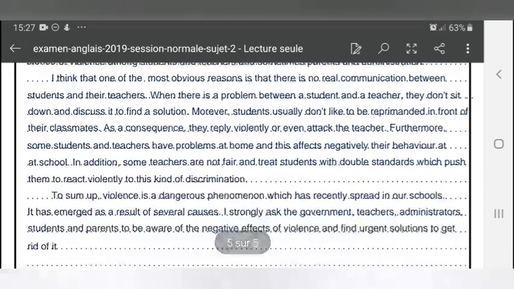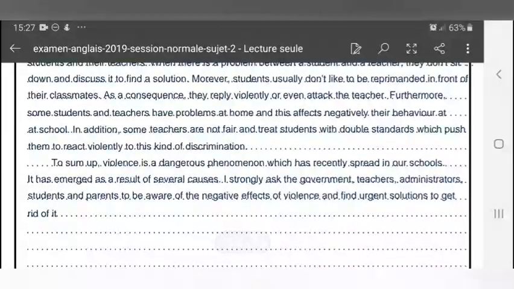Now, the third paragraph is a conclusion. We can say, to sum up, violence is a dangerous phenomenon which has recently spread in our schools. So in this sentence, first we use the expression to sum up. We can say in conclusion, or to conclude, or in a nutshell. You can choose any expression of conclusion you want, and you write it at the beginning of the sentence. Here I've used to sum up.